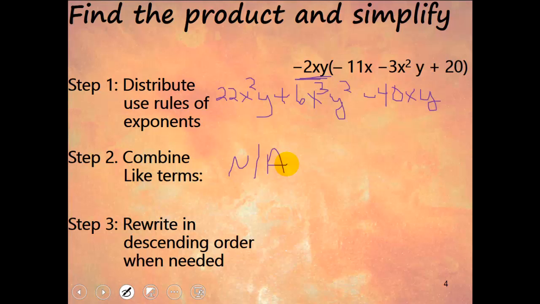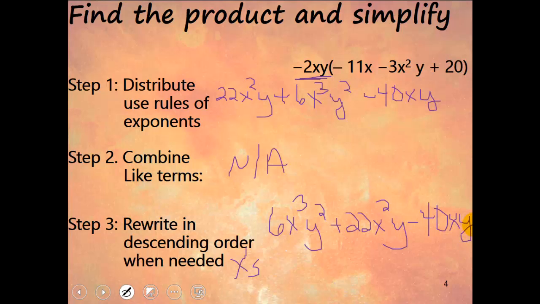And then we're going to rewrite in descending order. So notice that I have two variables here. So I'm going to go descending by my x's. Okay, always the alphabetical, the first one alphabetically. So I get 6x cubed y squared plus 22x squared y minus 40xy. So my x's are going down in order.